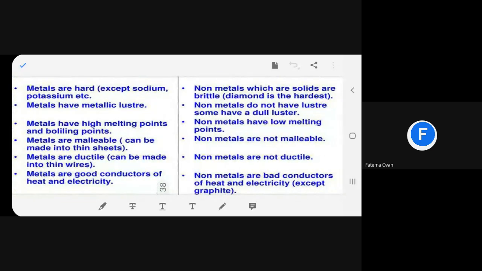Second, metals are hard. We know that solid and hard, right? Except sodium, remember? I said you can cut it with a knife. Potassium. If you recall yesterday's lecture, sodium and potassium are very soft metals. You can cut them with a knife or with a scissor. They're so soft. So these are exceptional cases. Non-metals, which are solid, remember, they are brittle. That means coal. If you take coal and you hammer it, it breaks into pieces. Right, beta? Whereas diamond, if you hammer it, it will not break. It is the hardest of all. Is it clear?